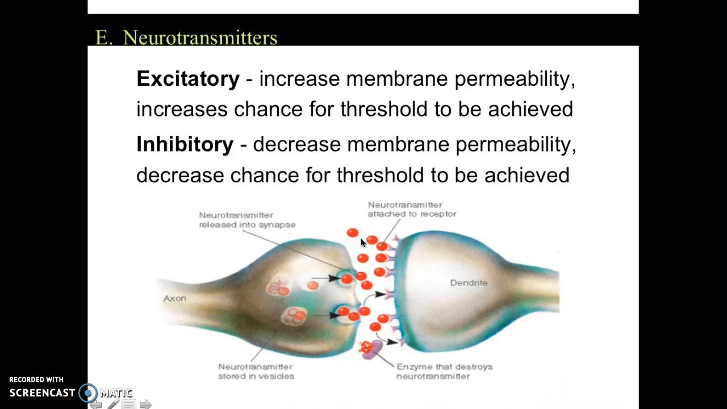Okay, so there are different types of neurotransmitters. You have excitatory and inhibitory. Excitatory means it would increase the membrane permeability, so you would have an increase in action potential. That's probably something that makes you feel happy, excited, like your epinephrine and your norepinephrine. And you have inhibitory, which would decrease the cell's permeability and the chance for the threshold to be reached. That would be trying to slow you down, like serotonin or things like that.